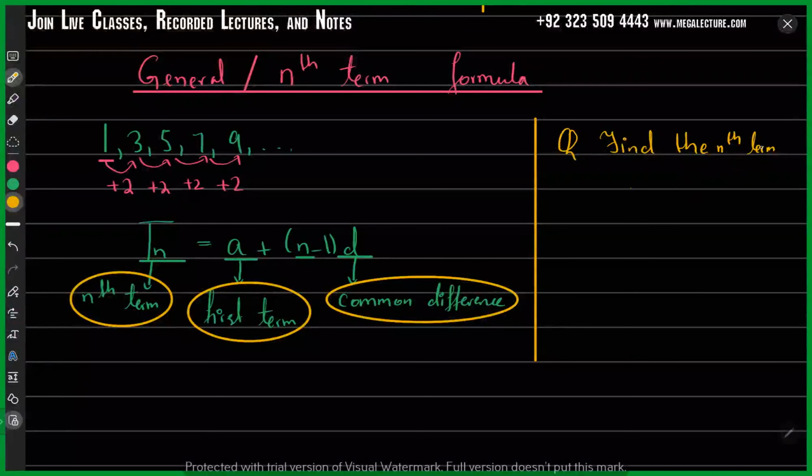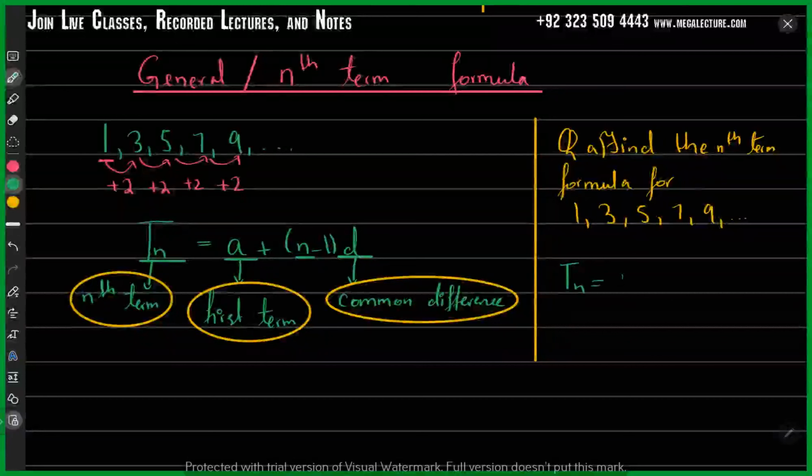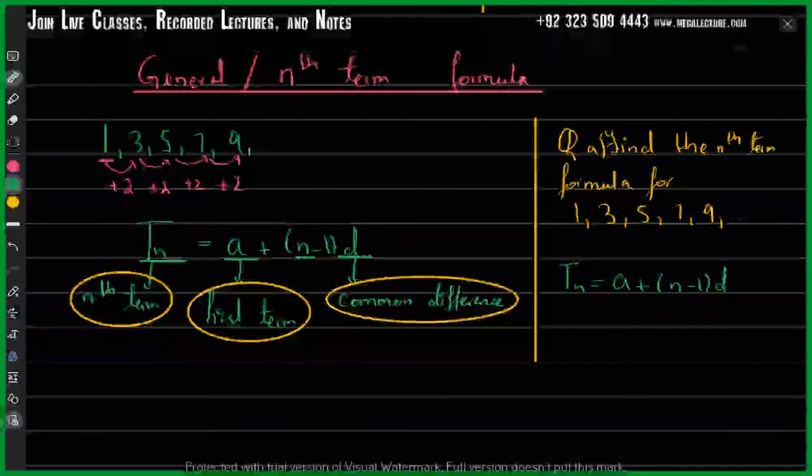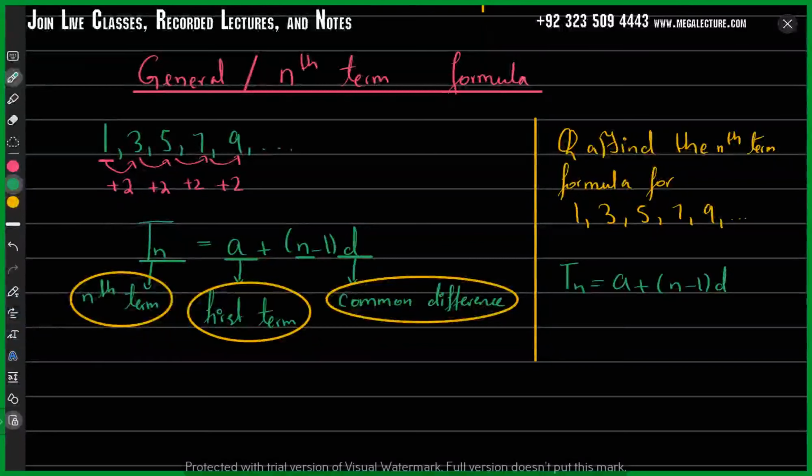Now, some of you would say nth term formula is a formula. So, some of you might write it like this. Tn is equal to a plus n minus 1 into d. Yes, this is the formula for nth term, but it is not specifically for this sequence. In order to make it for this sequence, you're supposed to plug in the value of a. A is the first term of the sequence. What is the first term of my sequence? It's 1.